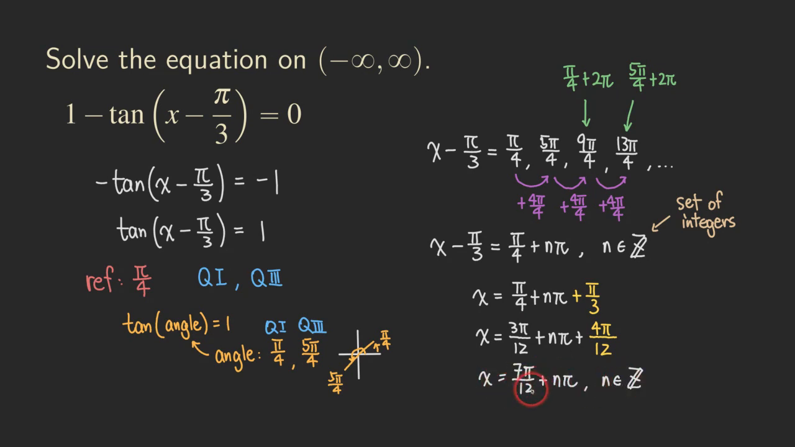So how do you generate a few solutions for this equation? It's just that you plug in some integer values for the n, then you can come up with some solutions. For example, if you plug in 0, then 7 pi over 12 is one solution. If you plug in 1, then you are going to have 7 pi over 12 plus pi, right? So that's another solution. If you plug in -1, then it would be 7 pi over 12 minus pi, which is -5 pi over 12, right? That's another solution. So that's how you generate some solutions using this general formula. Okay, so that's how you do this problem. How do you feel about this problem?